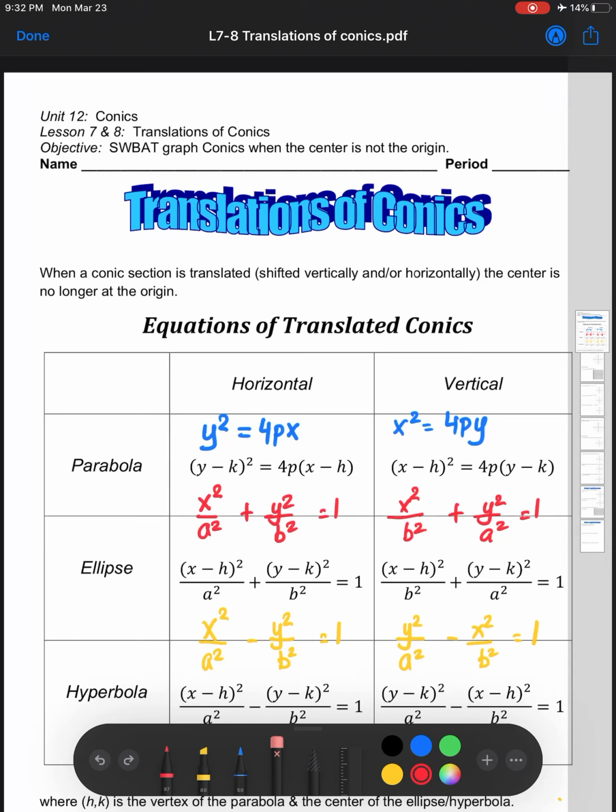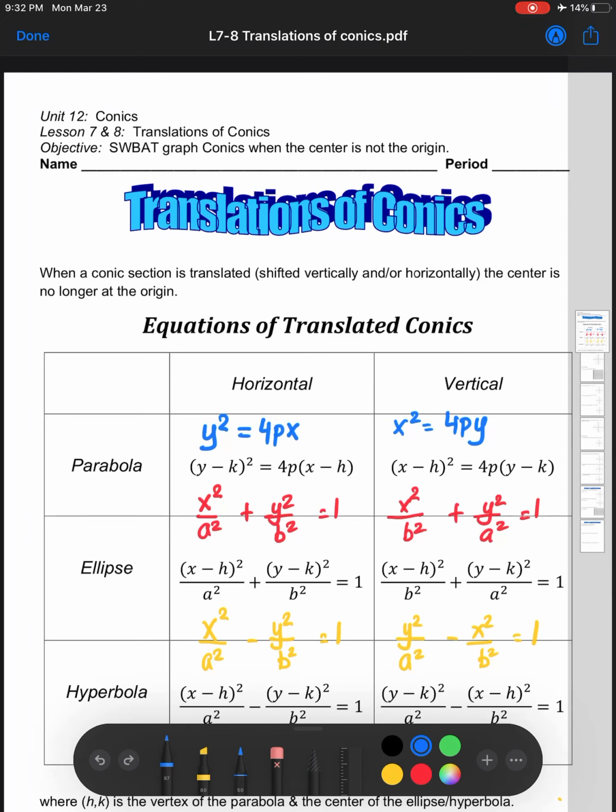So let's quickly review these equations, right? Let's read. When a conic section is translated, shifted vertically and/or horizontally, the center is no longer at the origin, right? And remember, let's read at the bottom of the page. What are the two new letters? You all are familiar with those two letters, h and k, where (h, k) is the vertex of the parabola and the center of the ellipse or hyperbola, right? So h and k are used for the translations.